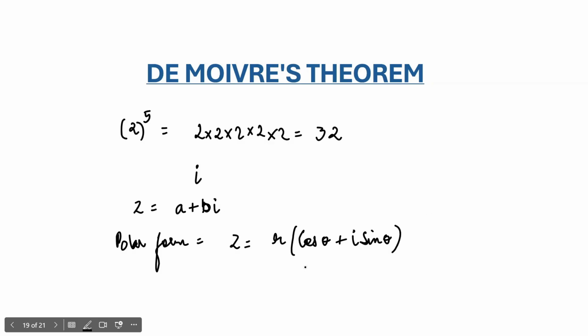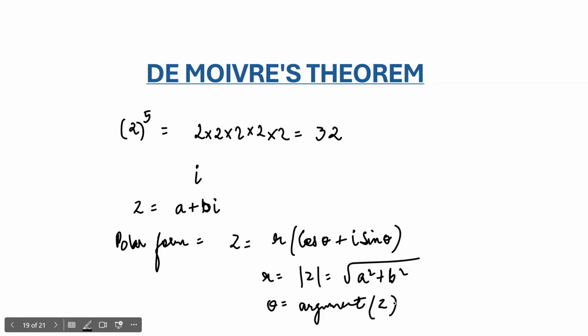So it can be expressed as this, where r equals the modulus. We know how to find the modulus: the value of the modulus is the square root of a squared plus b squared. And we know that theta is the argument, and we denote it as the argument of z. So any complex number must be converted into this form before applying De Moivre's theorem. Now, let's learn what De Moivre's theorem actually states.